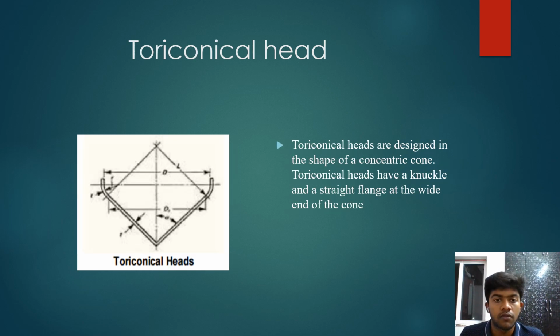So now the last of the dished heads, the toriconical head. The toriconical heads are designed in the shape of a concentric cone. The toriconical heads have a knuckle and a straight flange at the wide end of the cone, which are used to withstand the high pressure inside the pressure vessel.